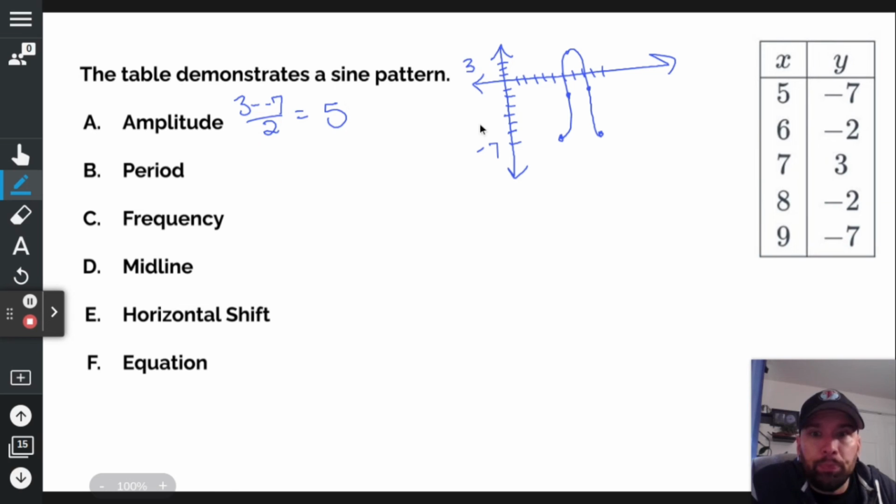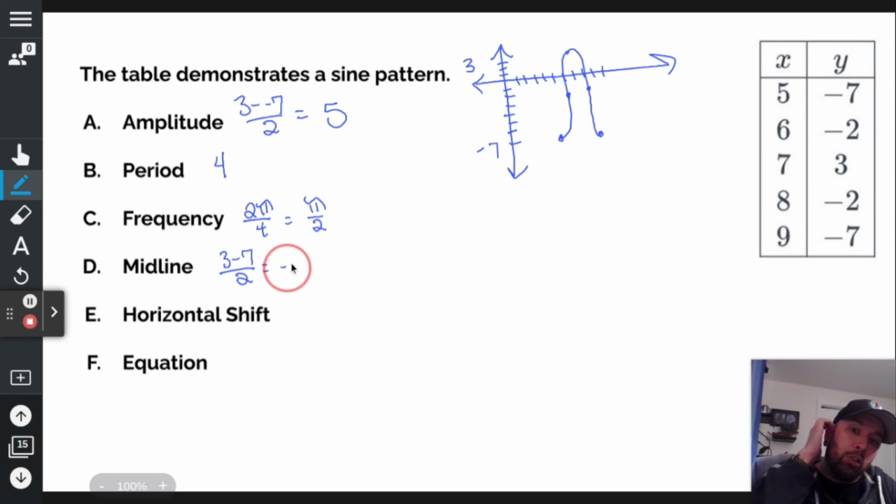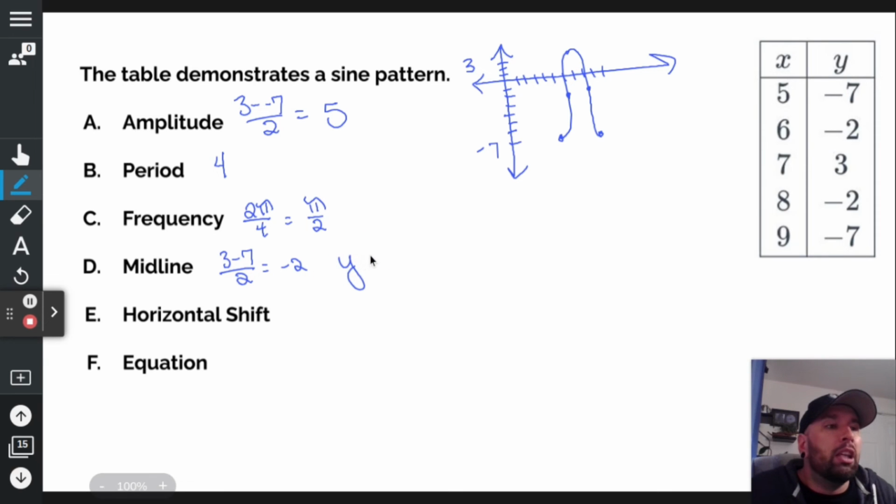The period: it looks like the process repeats every 4 seconds. So the period is 4. The frequency is 2 pi over 4, which is pi over 2. The midline is found by adding this plus this and dividing by 2. So 3 minus 7 divided by 2 is negative 4 divided by 2, which is negative 2. So the midline is the equation y equals negative 2.